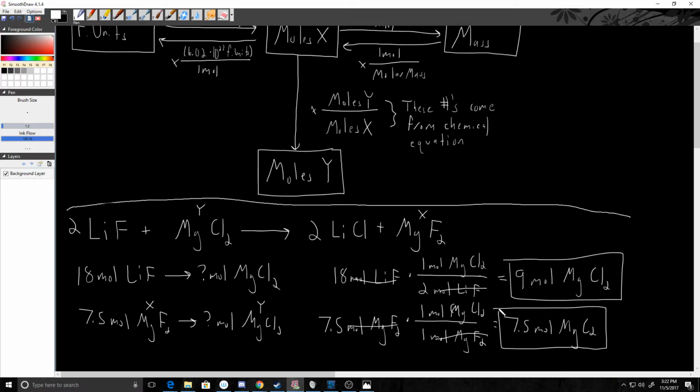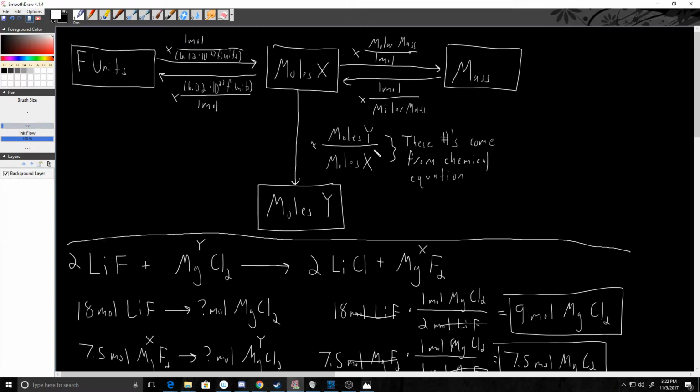Then you might be wondering, if I come back up here, how do you go backwards? That's a very common question, and I've been asked about this. The short answer is you don't. You never need to go backwards from moles of Y to moles of X, because Y is always what you're looking for and X is always what you're given. So we'll never need to go backwards from here in any case.